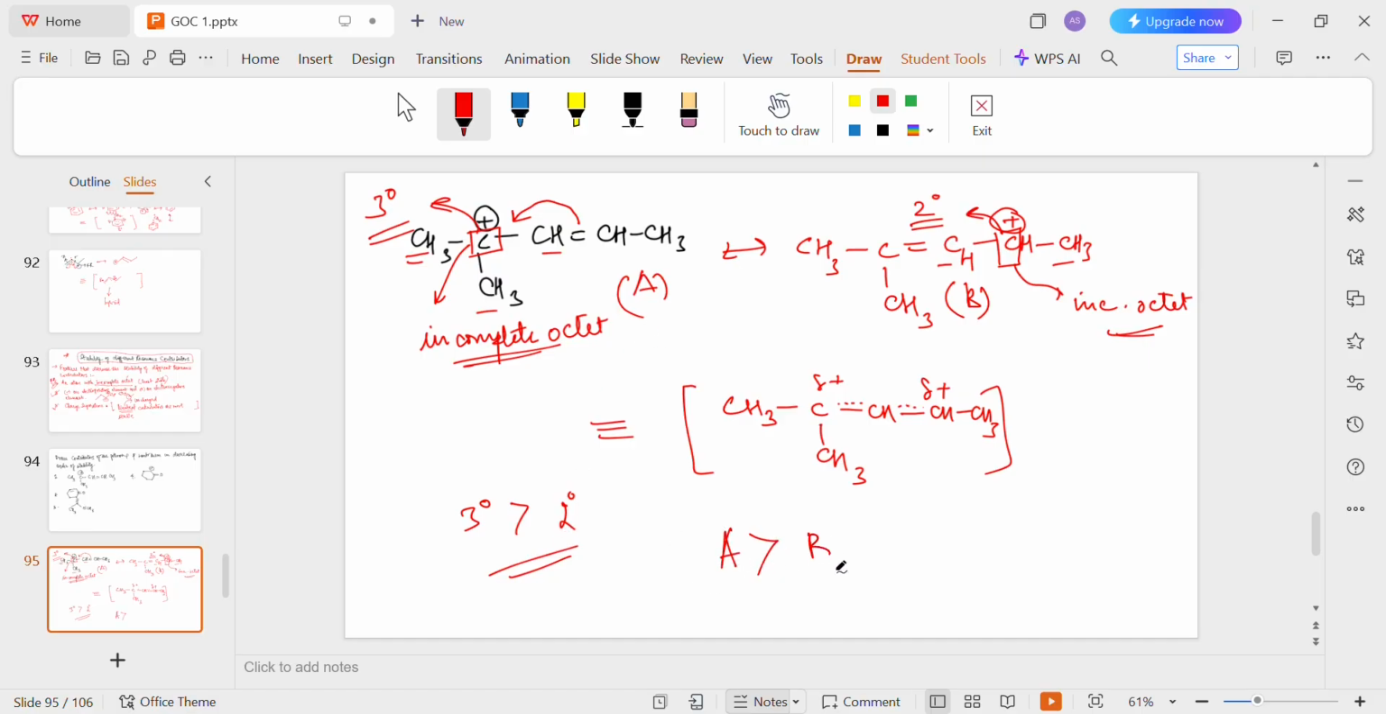You have to know that the most stable contributor, out of all the contributors you draw in a structure, contributes more to the resonance hybrid. Here A is more stable, so A will contribute more to the resonance hybrid. This hybrid will have more partial positive character on this carbon than on this carbon.